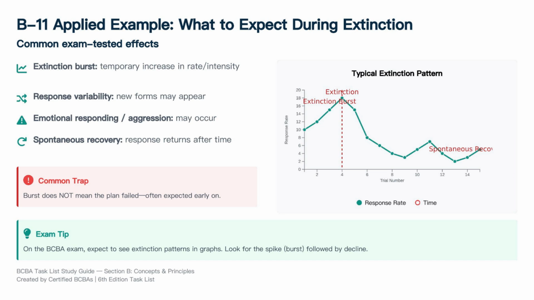Extinction often looks messy before it looks better, and the exam loves testing whether you recognize that pattern. Expect an extinction burst, temporary spike in rate/intensity, response variability, new forms, possible emotional responding/aggression, and later spontaneous recovery, behavior returns after time. So if you see a graph, look for that classic spike followed by decline rather than a smooth drop.